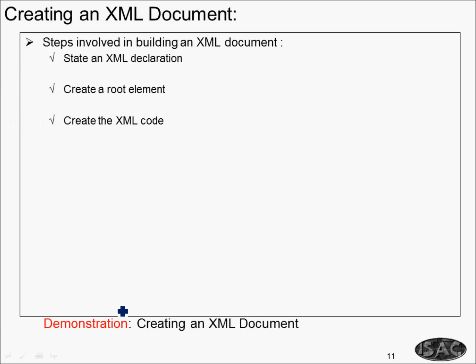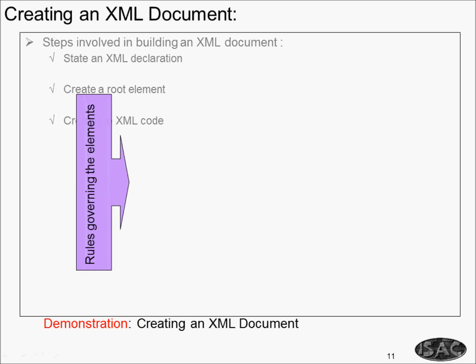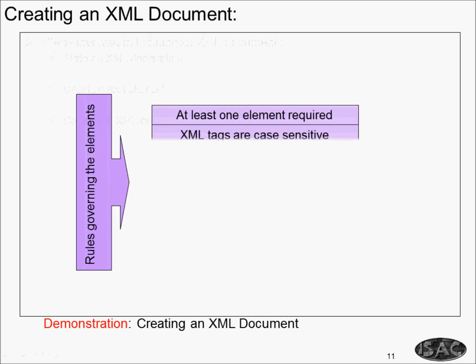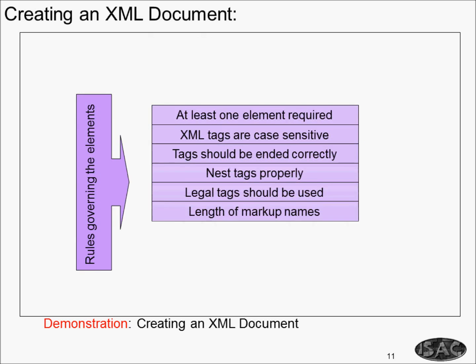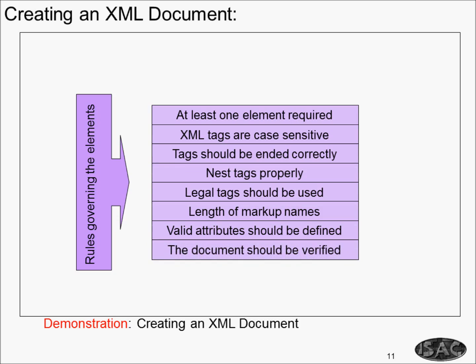Steps involved in creating an XML document. First, it starts with an XML declaration, then create a root element, and inside that root element, keep adding your XML nodes or elements, whatever you want to put. Now, there are a few rules which you should be aware of when you create an XML document. What are those rules? This part is very important, so let us spend some time and see what is possible and what is not possible.